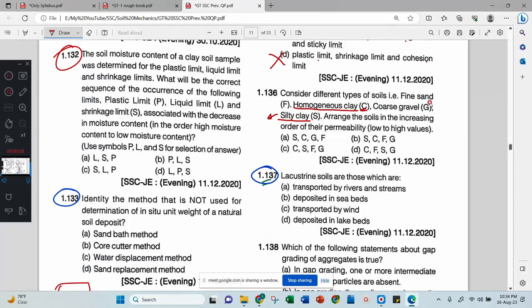Where is the C option? Okay, C and C. B is the answer, sir. No, silty clay, that is the second position. C is the option. F is fine sand and gravel.